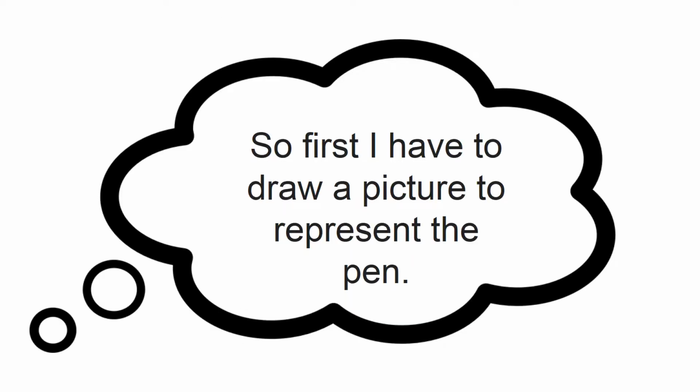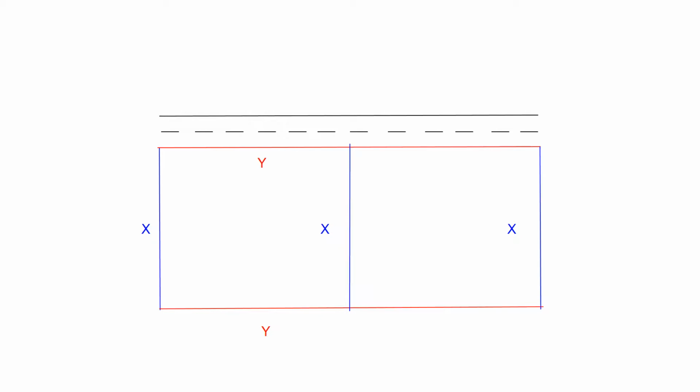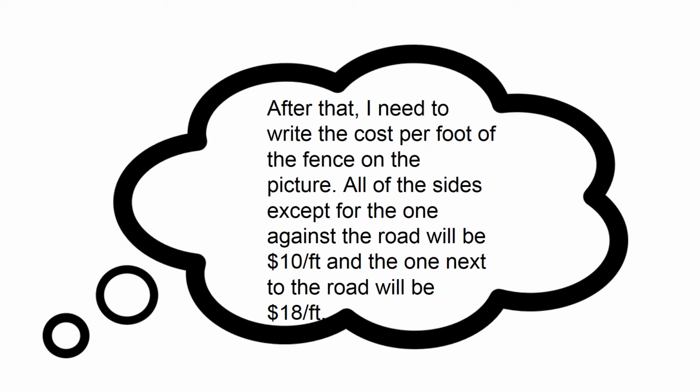So first, I have to draw a picture to represent the pen. Next, I need to label my sides. The shorter side I will label X, and the longer sides I will label Y. After that, I need to write the cost per foot of the fence on the picture. All of the sides except for the one against the road will be $10 a foot, and the one next to the road will be $18 a foot.